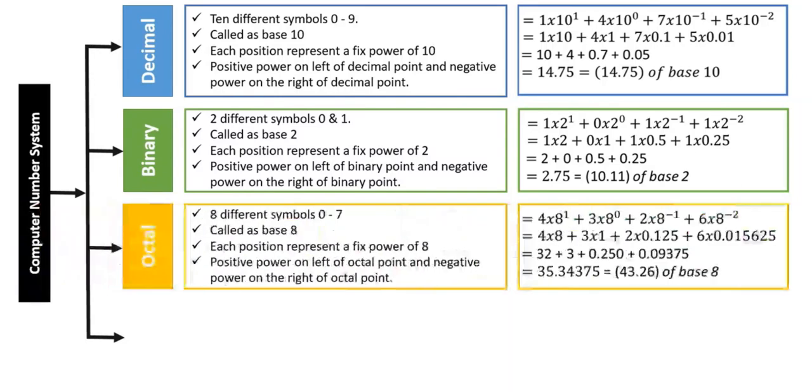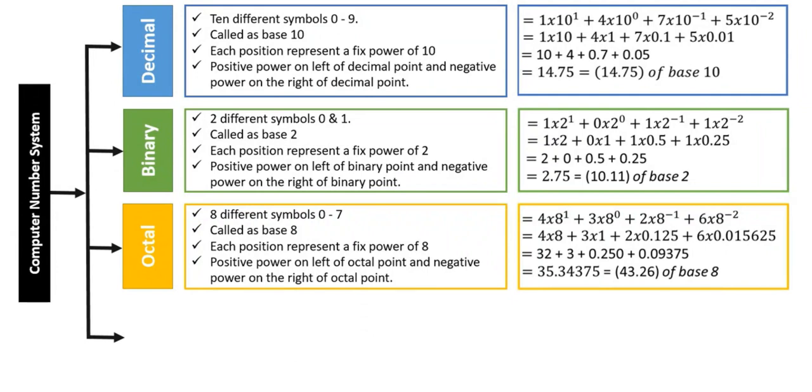Next is octal. Octal has 8 different symbols from 0 to 7. That's why it is also called base 8, and here each position represents a fixed power of 8. Again, on the left hand side of the octal point the power is positive and on the right hand side it is negative. As an example, 43.26 is an octal number and represented in positional form it is 4 into 8 to the power 1, 3 into 8 to the power 0, 2 into 8 to the power minus 1, 6 into 8 to the power minus 2. Evaluating this will give you 35.34375, which is the decimal equivalent of this octal number.